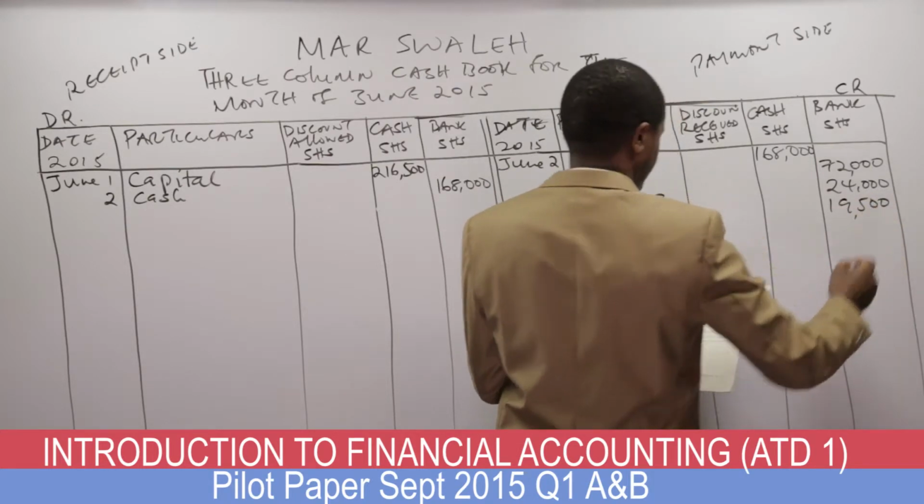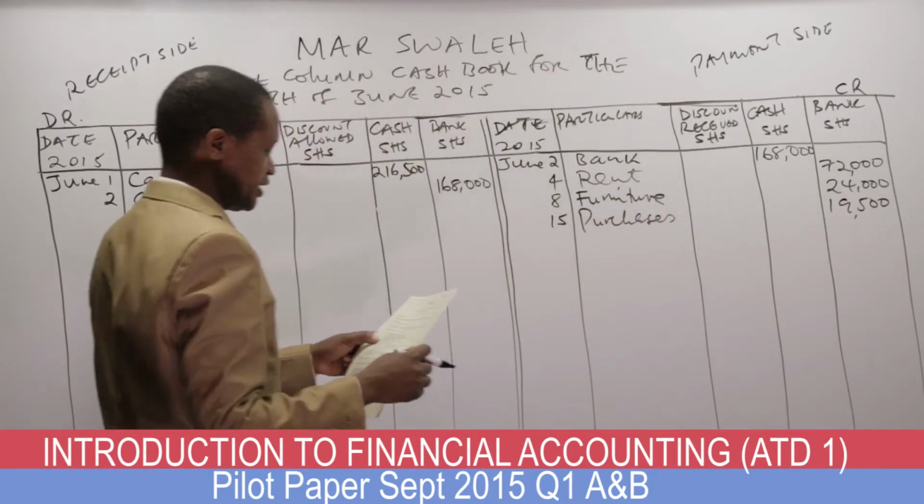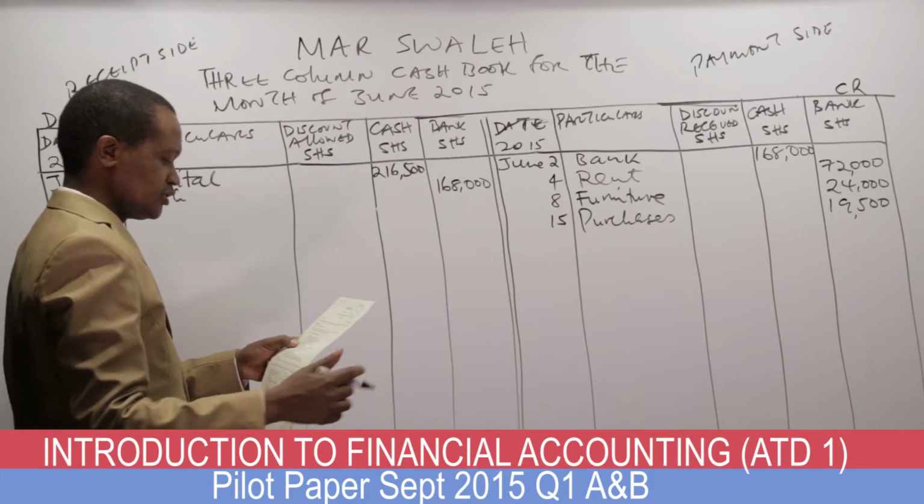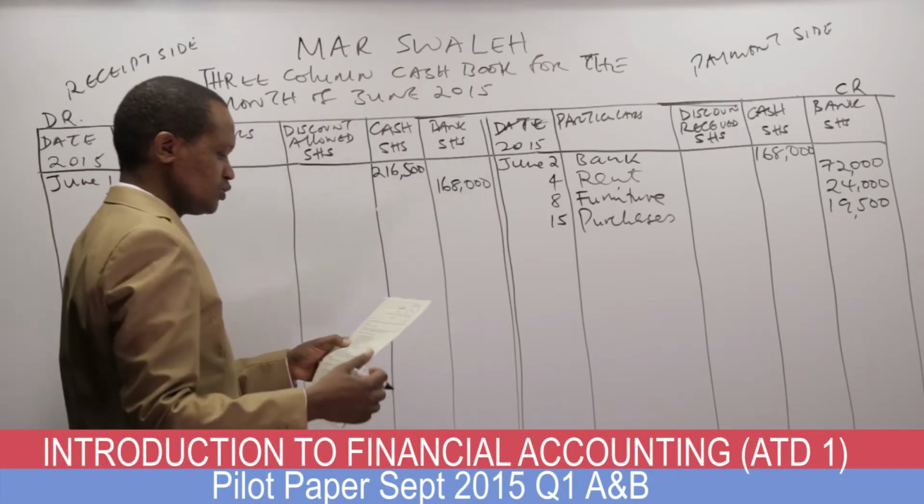19,500. Soleh has paid by check. He wrote a check in favor of whoever he was buying from.